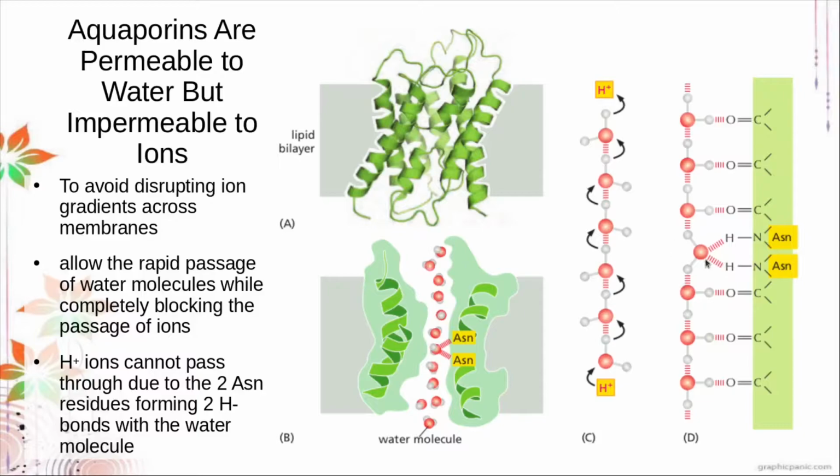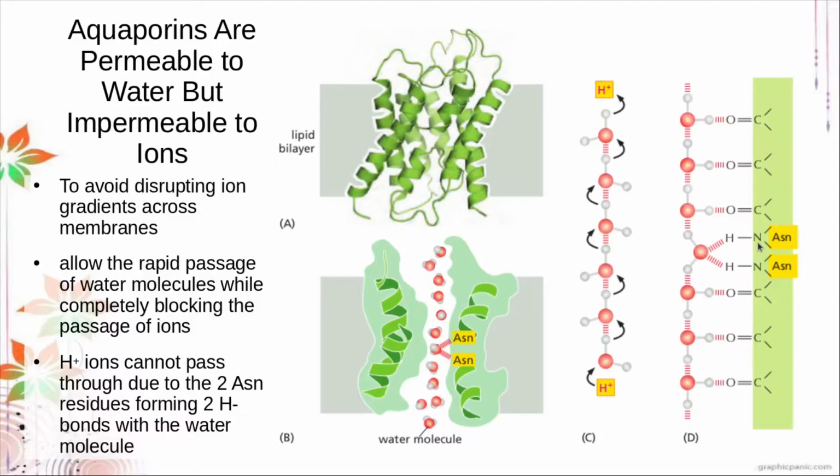And that is what causes the selectivity filter for aquaporins. So therefore, your aquaporins allow the passage of water molecules, only the neutral water molecules, and not the ionic hydronium ions. So H plus cannot really pass through because of this selectivity filter brought about by the two asparagine residues. So basically, that's the idea behind the selectivity of these aquaporins.